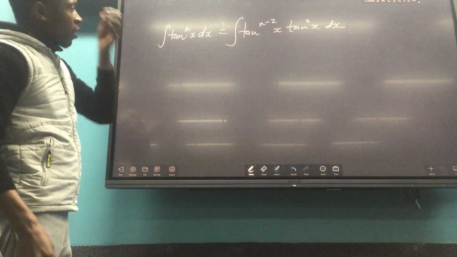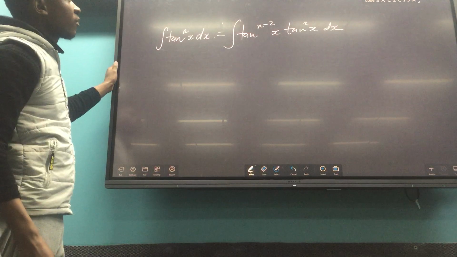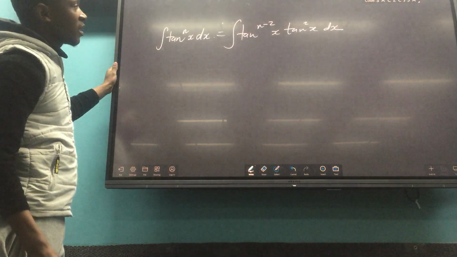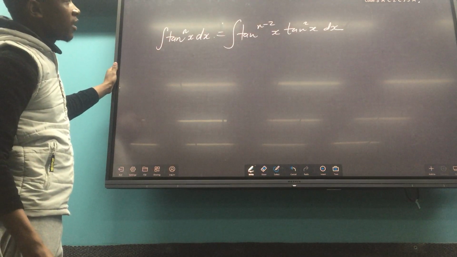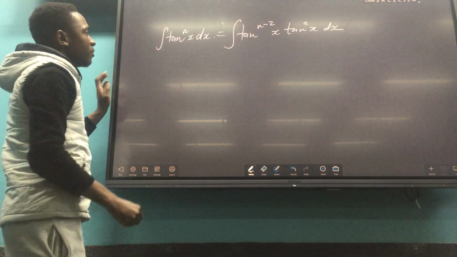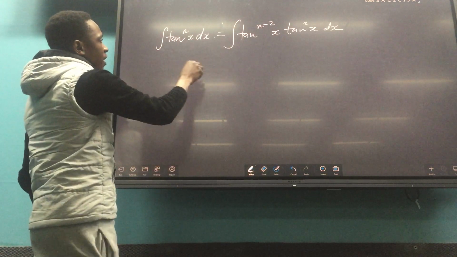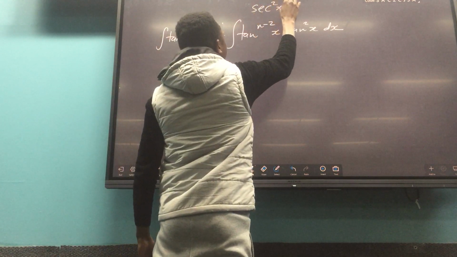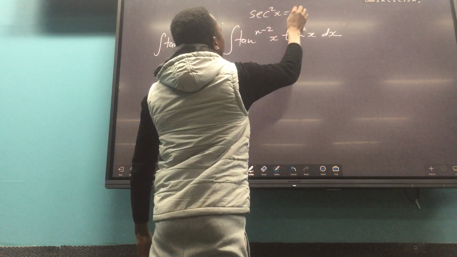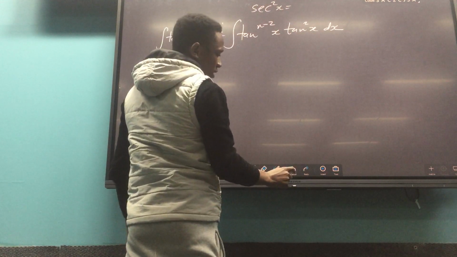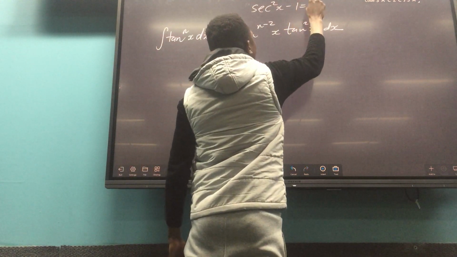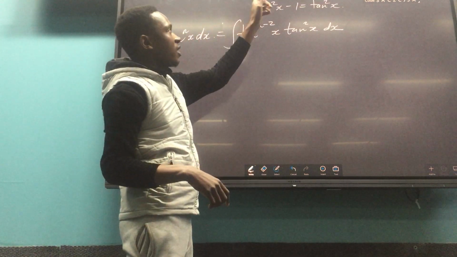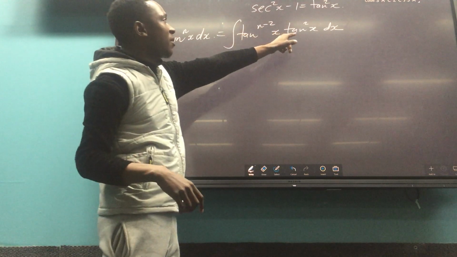What we want to take advantage of here is the identity that relates tan with sec. So that's 1 plus tan squared x equals sec squared x. So we're going to change this into sec. So sec squared of x minus 1 is equal to tan squared of x. So we're going to substitute sec squared of x minus 1 where we have tan squared of x.